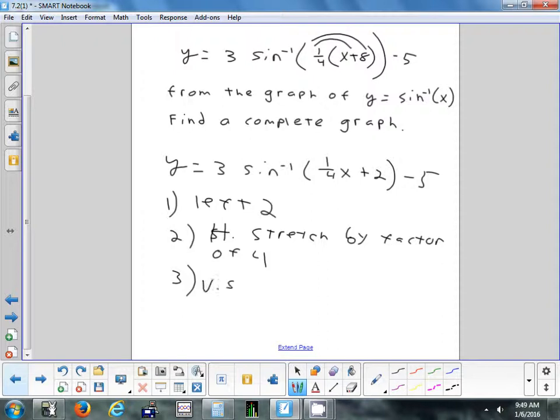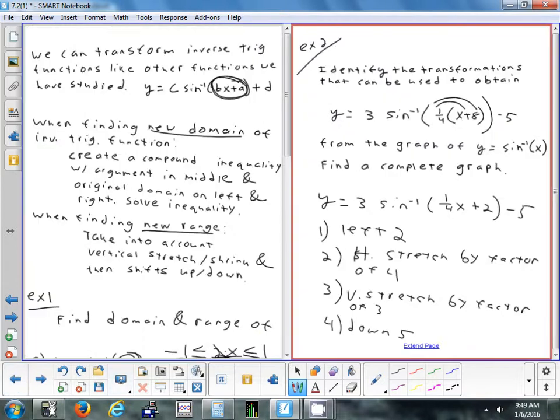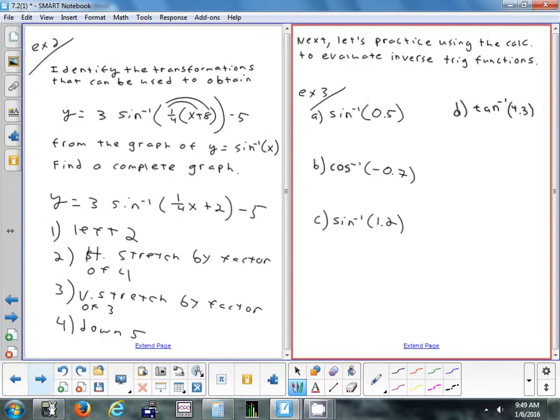What about the 3? That's a vertical stretch by a factor of 3. And what about the minus 5? Down 5. So if it's like a fraction, we do the opposite of what a fraction is. If it's inside the parentheses, it's always the opposite.